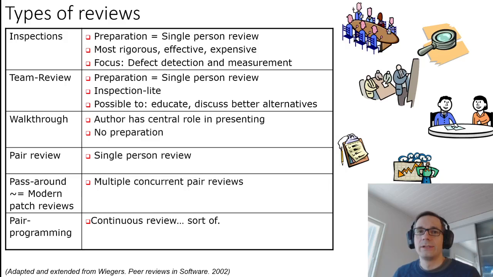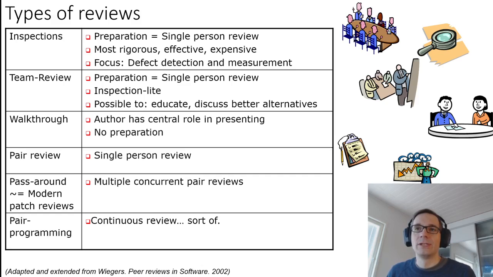Reviews can be organized in different ways. If we say that you organize an inspection, then you are referring to the most rigorous, the most effective, and also the most expensive type of review. In inspections, the focus is on defect detection and measurement. With inspections, there are two phases. There is the preparation, which basically means a single person review. So everyone in the inspection team reviews the document.